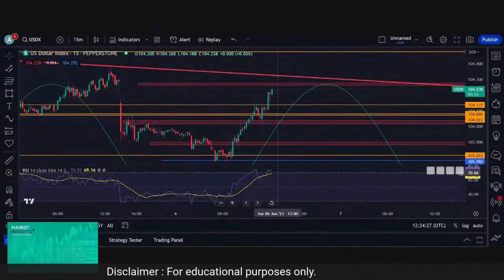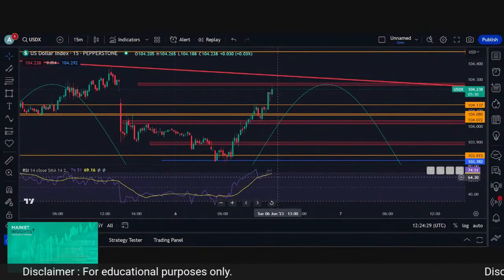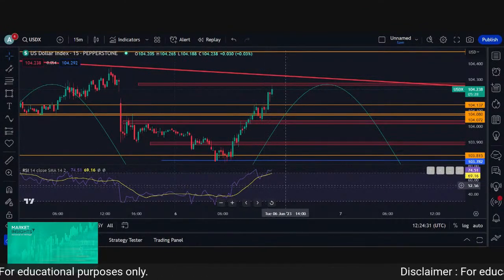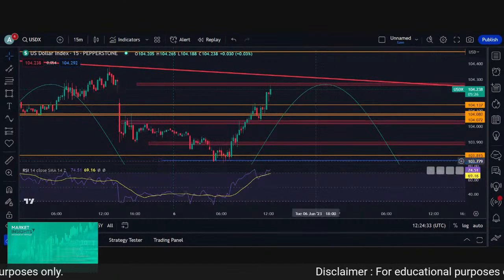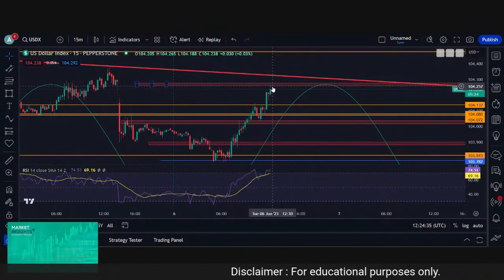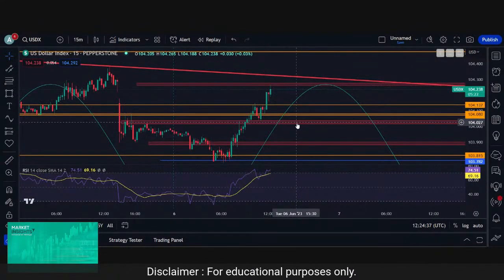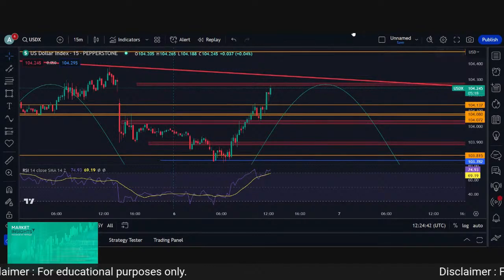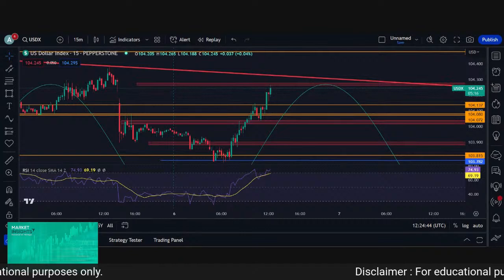Now look at this RSI, simple RSI. It is already in the overbought zone. It is somewhere around 70 or 75. So now a reversal can be possible. Can be. This is not trading advice, don't consider it like so. This is the scenario of what is happening.